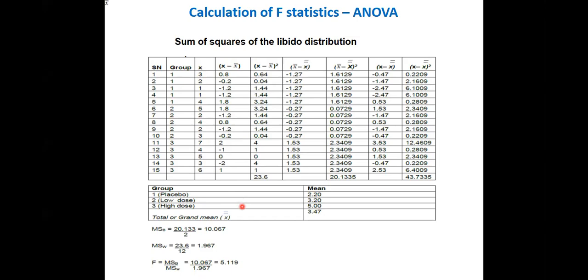Then we have grand mean. So when we talk about variability, how do you measure variability? The measures of variability are variance and standard deviation. And how do you calculate variance?